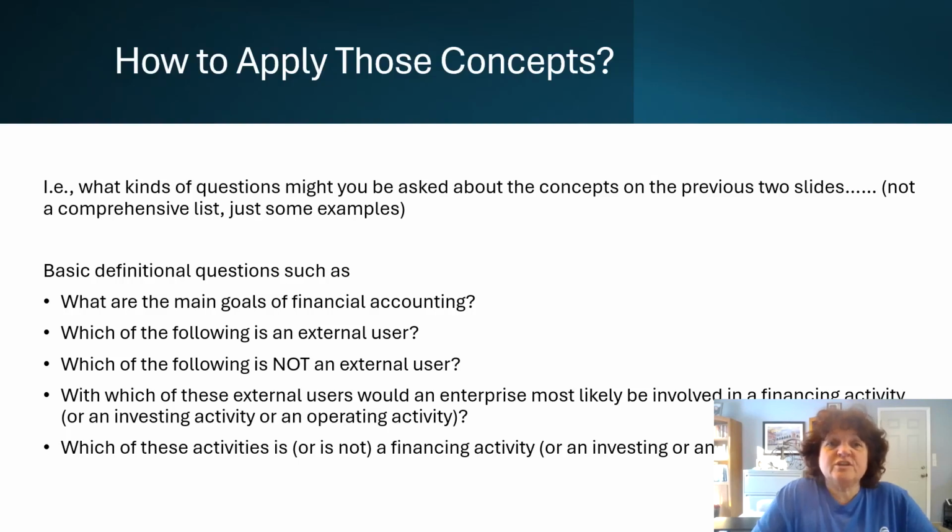Or they might say, which of these external users would be most likely to be involved in a loan activity? And you would say, oh, that would be a creditor or a lender. We could ask which of these activities is or is not a financing activity, an investing activity, or an operating activity. So we could ask you to categorize a bunch of different activities, such as selling goods and services to customers. Oh, that's an operating activity. Borrowing money from a bank. Oh, that's a financing activity.